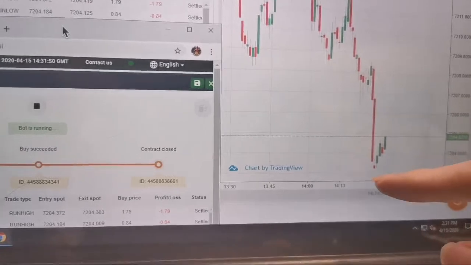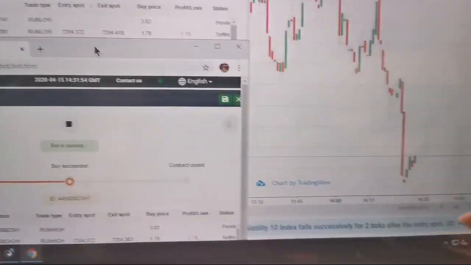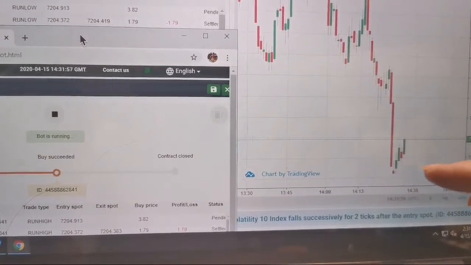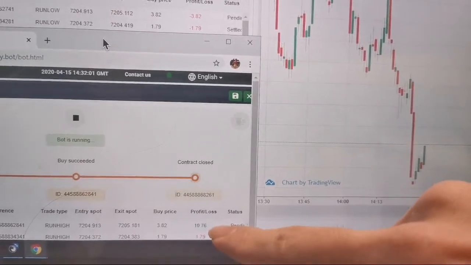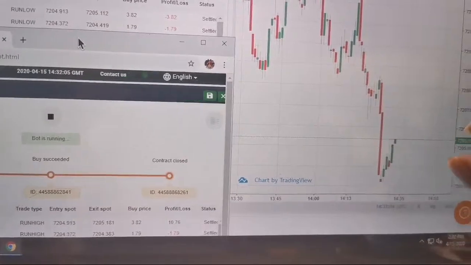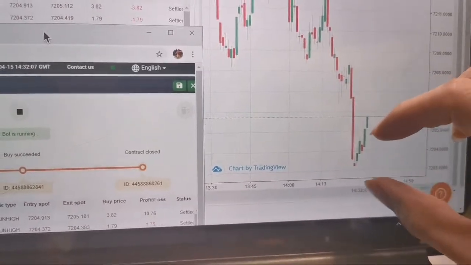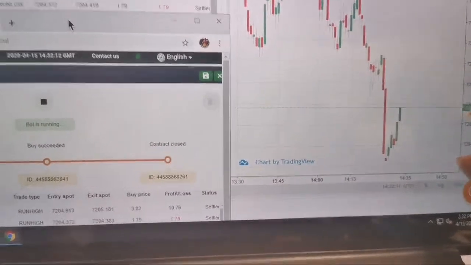We're currently on level 4 of the martingale. There you go, that's a nice spike. And we should be able to win this run high over here. And we did. So as long as in 5 minutes we have about 2 points of movement, we are very good to go.